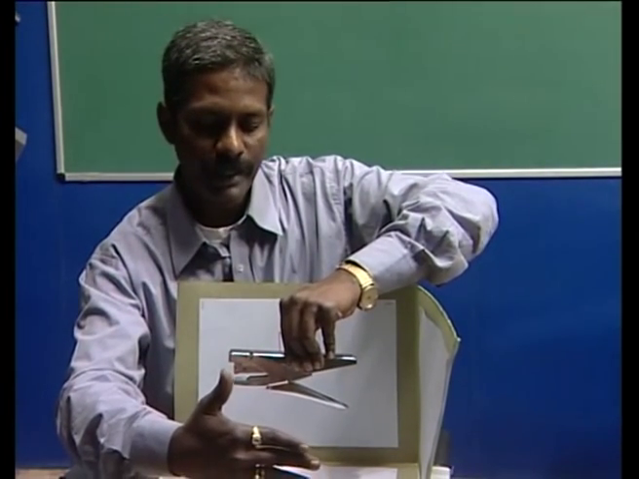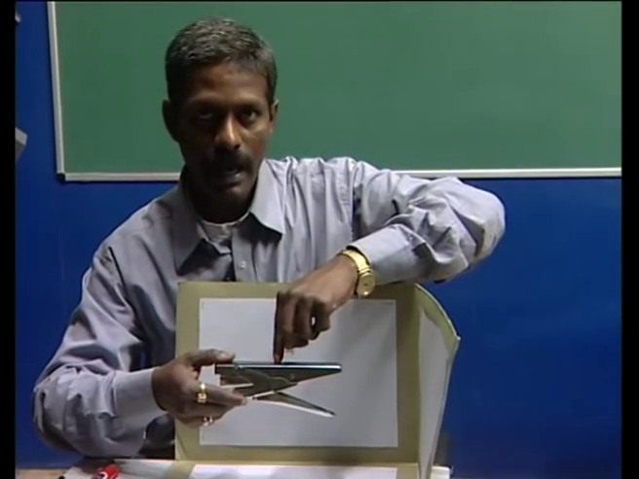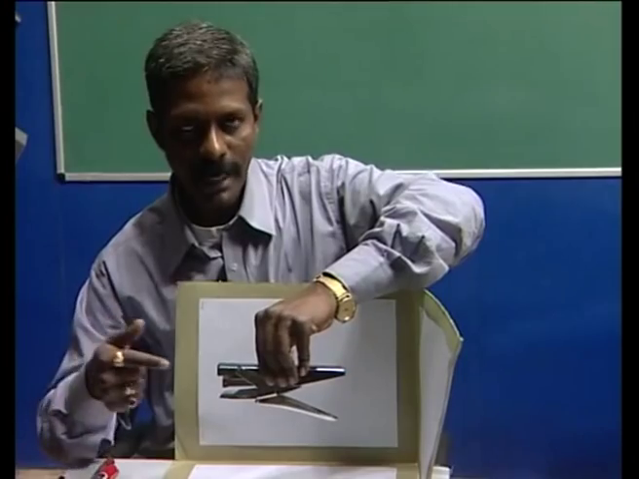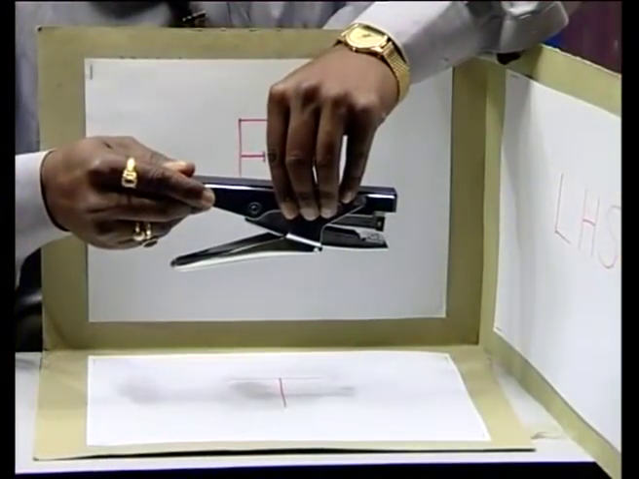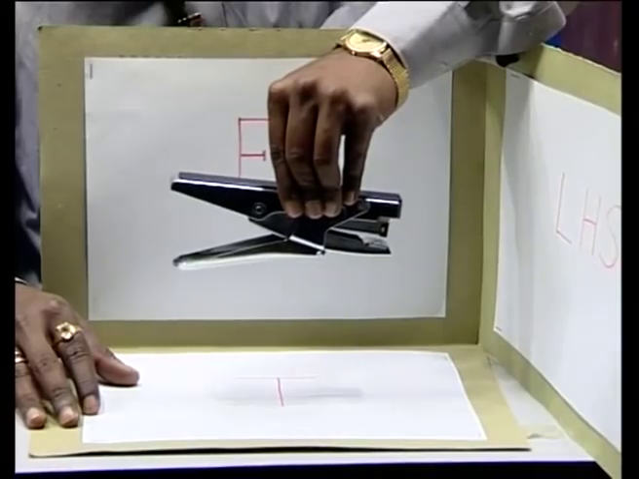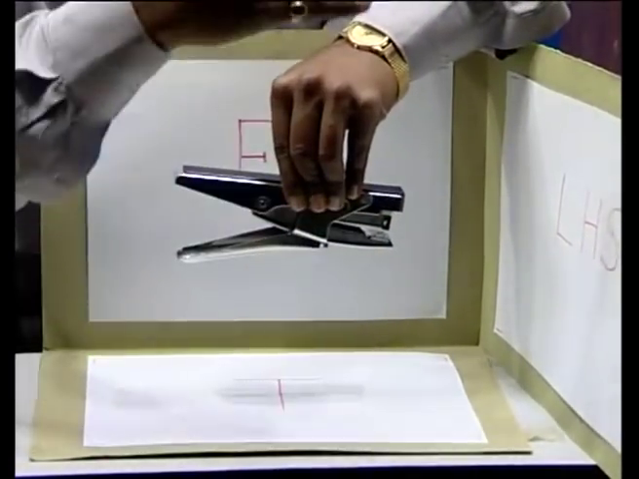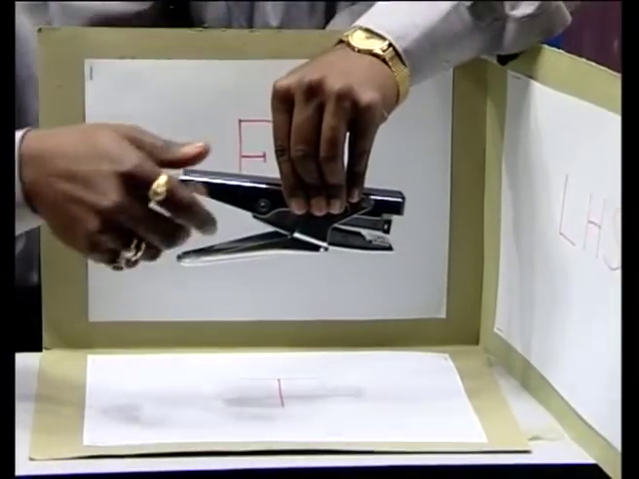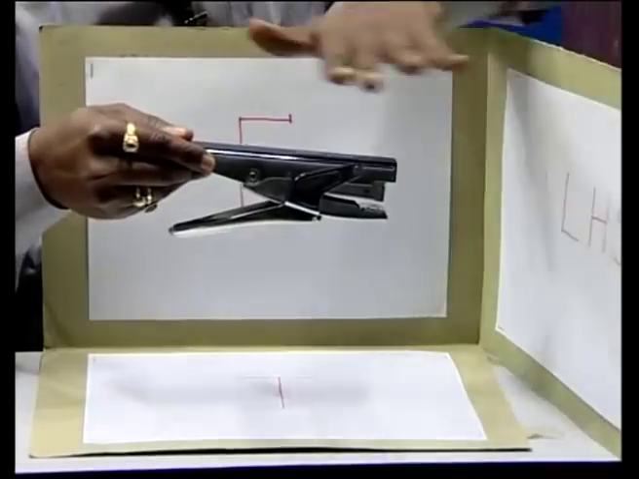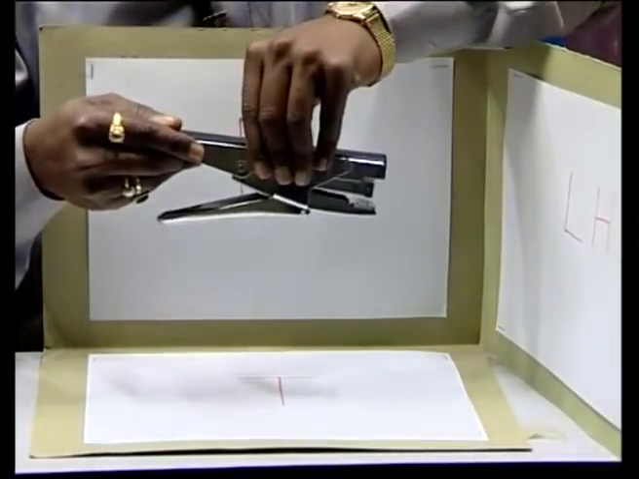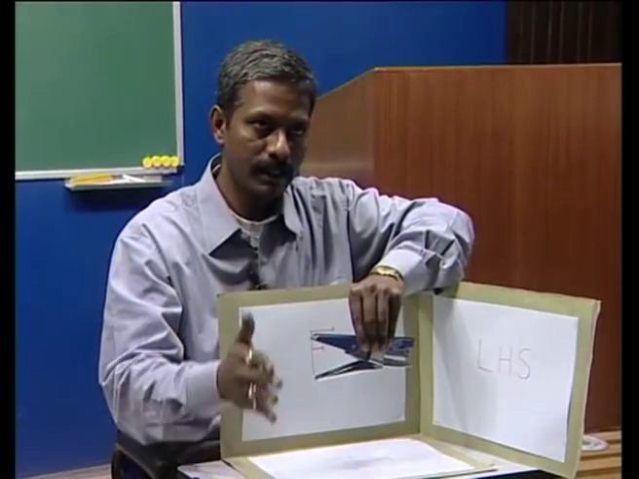Similar would be the case when you consider the top view and when you consider the side view. For the third angle orthographic projection, this plane here will be the front view. This plane here will be the top view. And this plane will be the left-hand side.